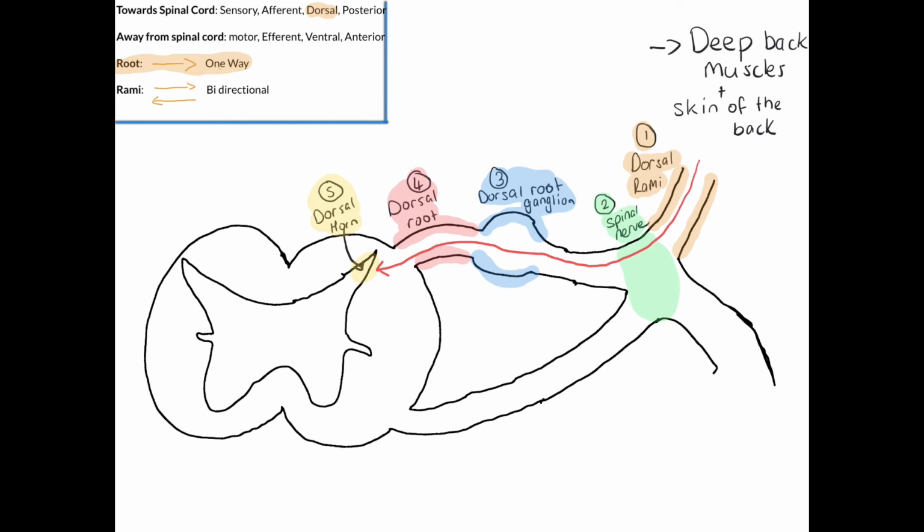Therefore, let's say someone is feeling some pain in their deep back muscles. That sensation of pain will travel through the following pathway. It's going to come from the dorsal rami, going through the spinal nerve, going through the dorsal root ganglion, dorsal root, and then dorsal horn. Now the information has been communicated to the CNS.